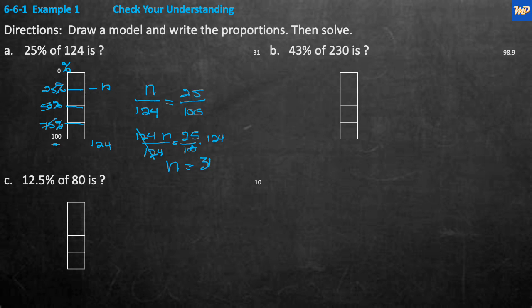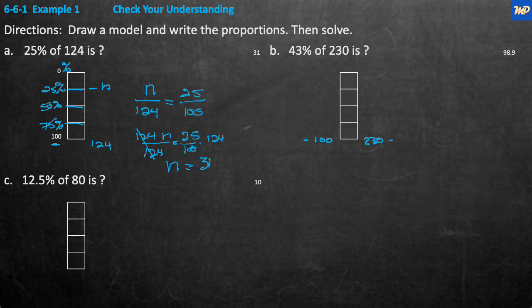It says 43% of 230. So 230, we're going to do the whole numbers on the right-hand side, and that's at the bottom down here, 230. Okay, 43% of that amount is what we're looking for. Well, we know the percentages go on the other side, so 100% of the whole item is here. So 100% is equal to 230.